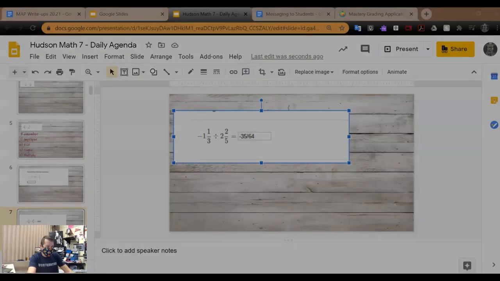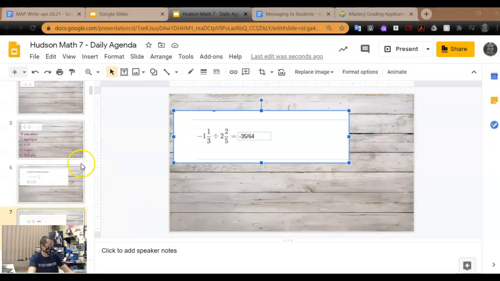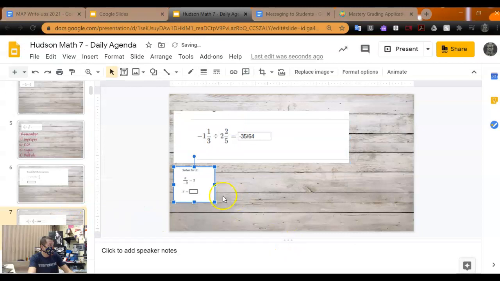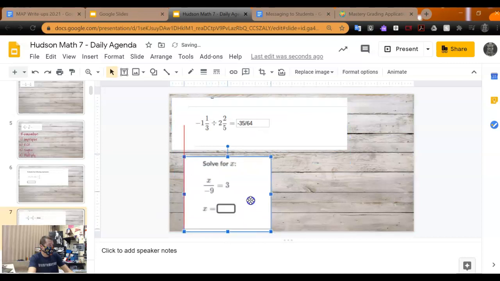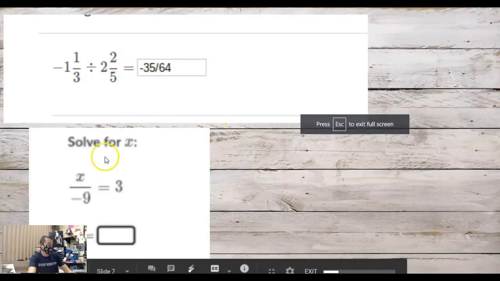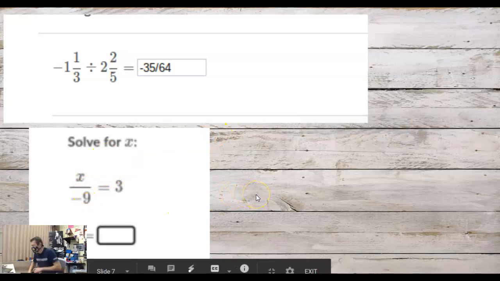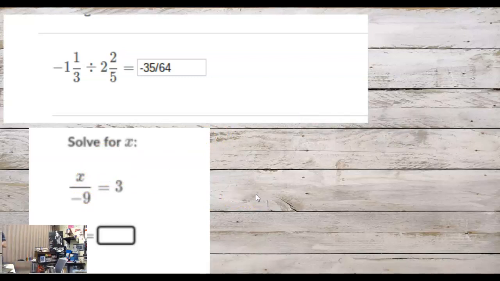This last problem that we're going to talk about, because it's the last one that got emailed to me, we ask ourselves what has been done to the variable that we need to undo, right? Because this is just x divided by negative 9. So we could multiply by negative 9 on both sides. So if we multiply by negative 9, that will get the x by itself, and on the right side we would get a negative 27. So that should be the answer to that one. Negative 27.